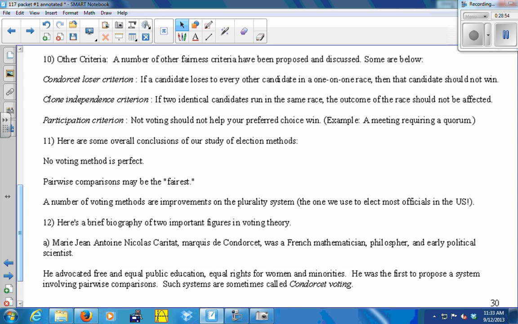Seems fair, right? Yep. And then this clone independence criterion says that if there are 2 identical candidates in the same race, the outcome of the race should not be affected. So if we add a twin, let's say I run an election and the results are C, A, B, D, right? And then I add B's twin to the election. We'll call it B prime.